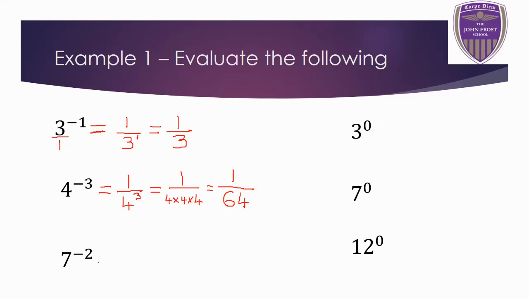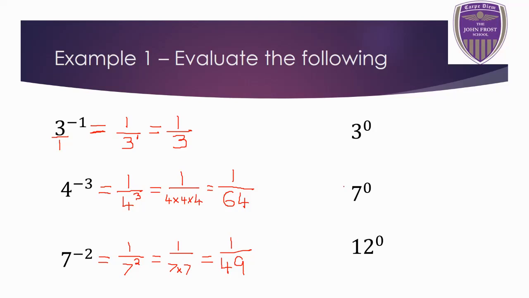Last one then. What about 7 to the power of minus 2? Again, to evaluate the negative, we've got 1 over 7 squared. And then, remember, 7 squared is 7 times 7. I'm only timesing it by itself twice. And the final answer will be 1 over 49.